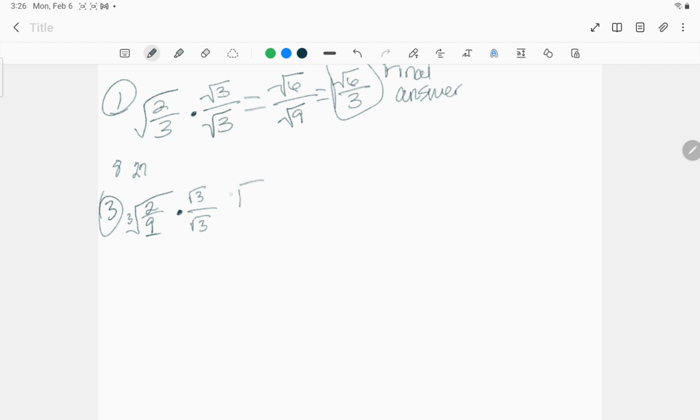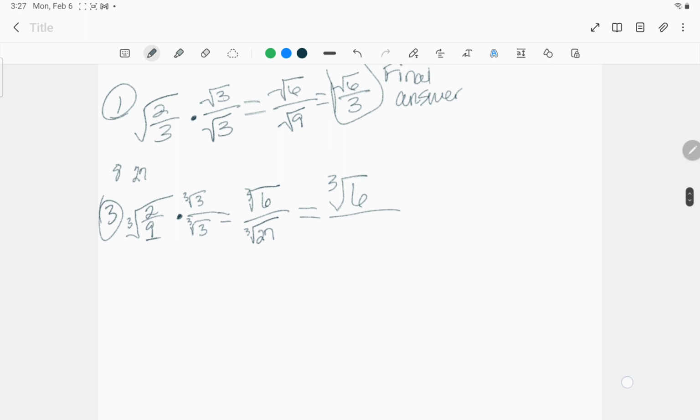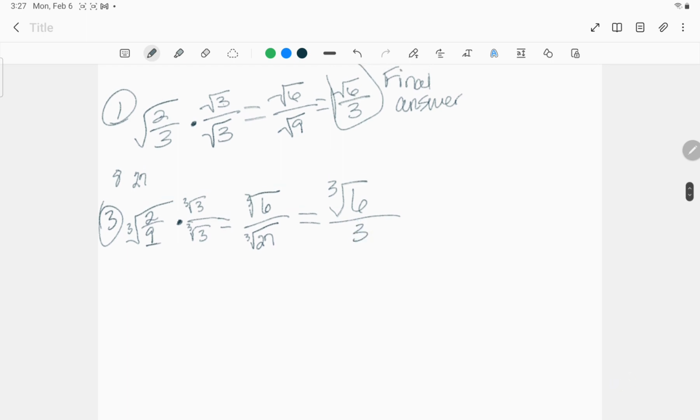Gives me the cube root. Sorry about that. And I multiplied by the cubed root of 3. All right, so I have the cubed root of 6 over the cubed root of 27. There is no cubed root of 6, and there's no way to break that down anymore, but the cubed root of 27 is 3. Final answer.